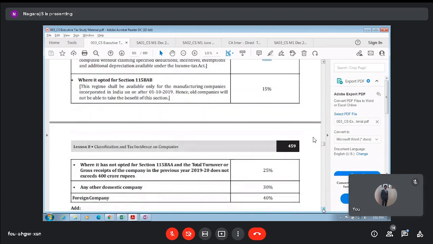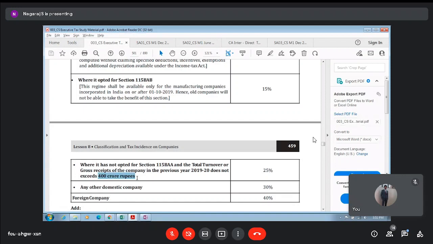Manufacturing company established on or after 1st October 2019. The 25% will be applicable to those companies whose turnover during the previous year 1920 has not exceeded 400 crores. I told you that one also. Why have they taken 1920 as the previous year, not 2021 or 2122?